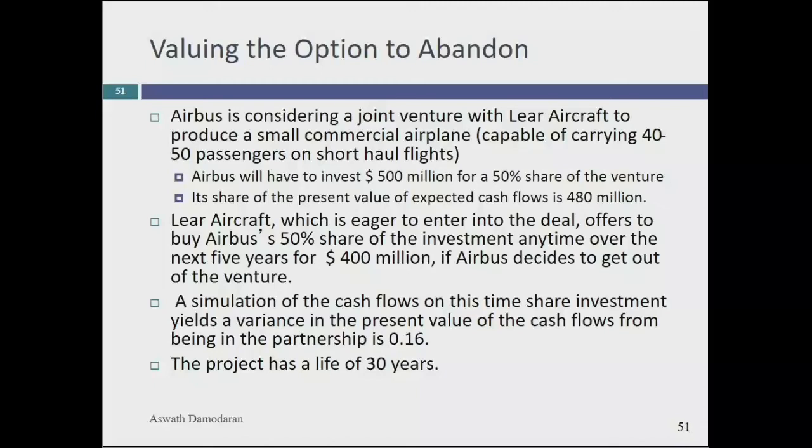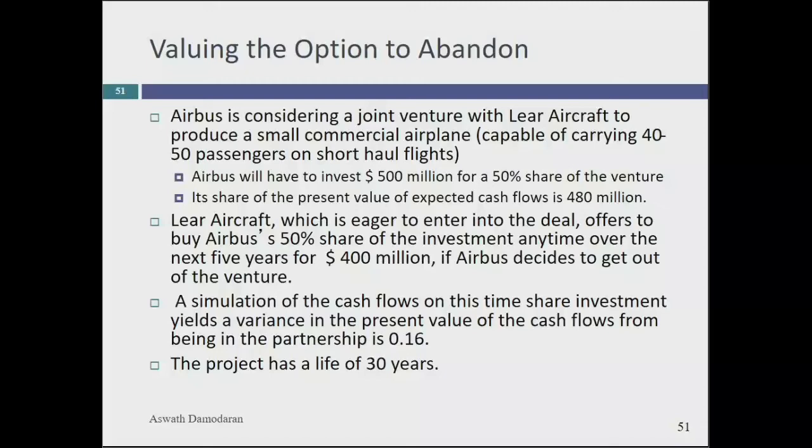But I really want you as my partner, so I come with a counter proposal. I said, look, if you're my joint venture partner, I'll buy your share out anytime over the next 5 years for $400 million. Less than what you paid, but I'll give you a floor on how much you can lose. The most you can lose then is about 100, because you invest $500 million upfront, I'll let you walk away with $400 million anytime over the next 5 years. I've given you the option to abandon this investment.